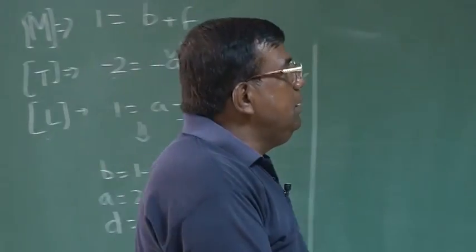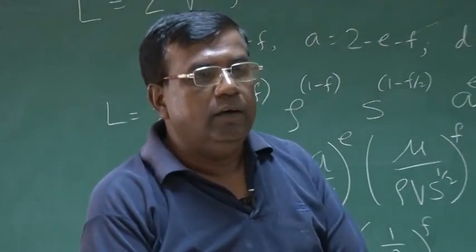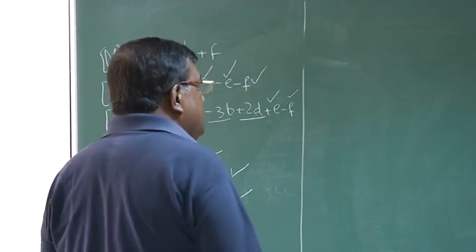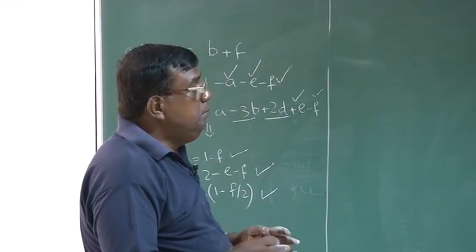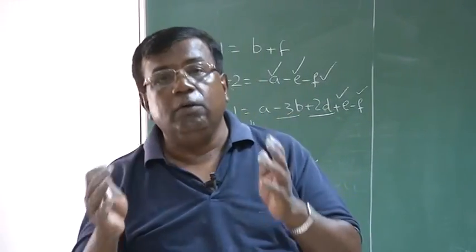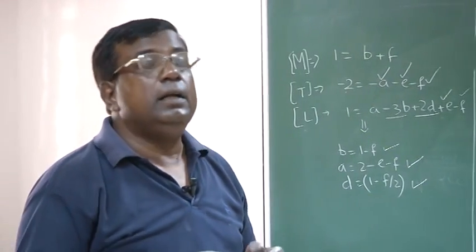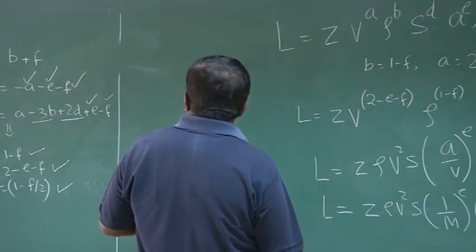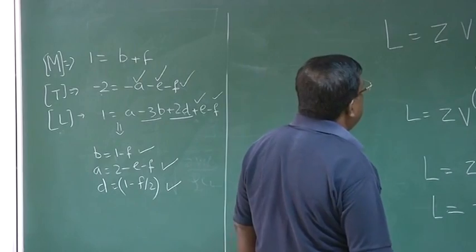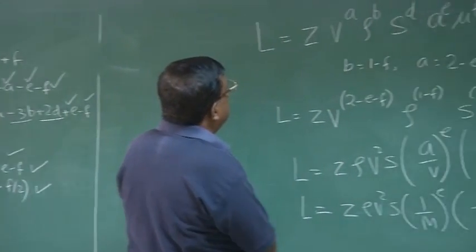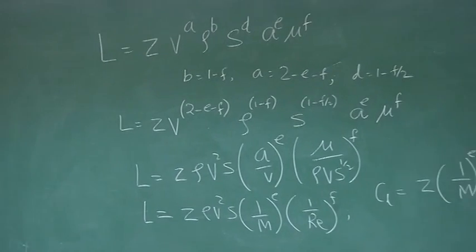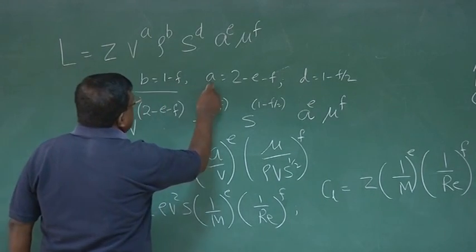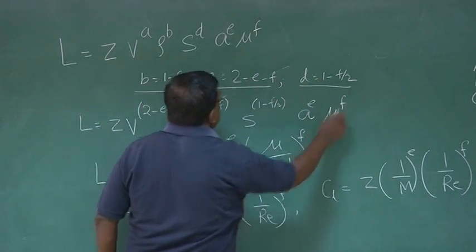Okay? We were discussing the utility of dimensional analysis approach to understand the CL, more particularly the form of CL. That is, CL for a given angle depends upon what? Okay? And try to add physics to it. By doing the earlier part of algebra, a little bit of manipulation, we have seen that B is 1 minus F, A is 2 minus E minus F, and D is 1 minus F by 2.